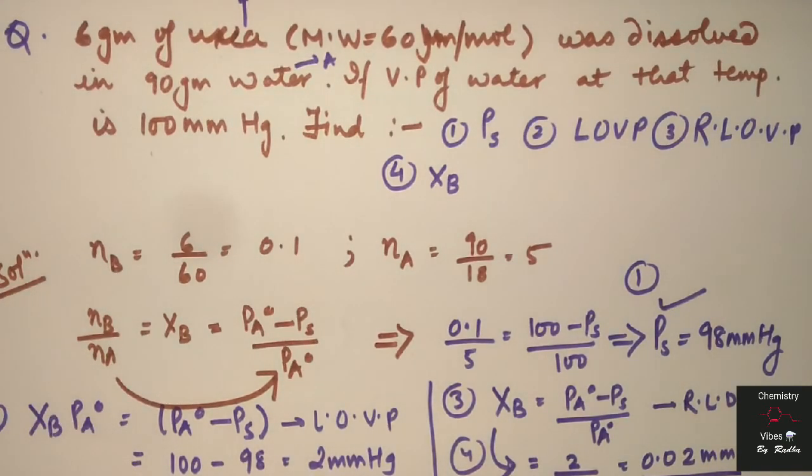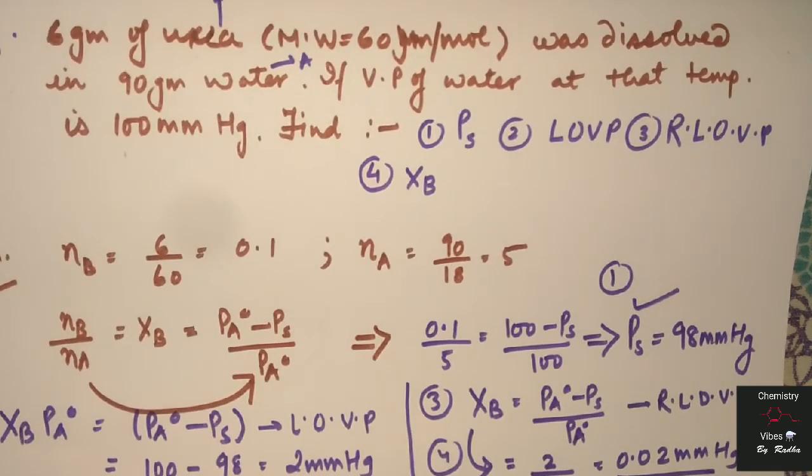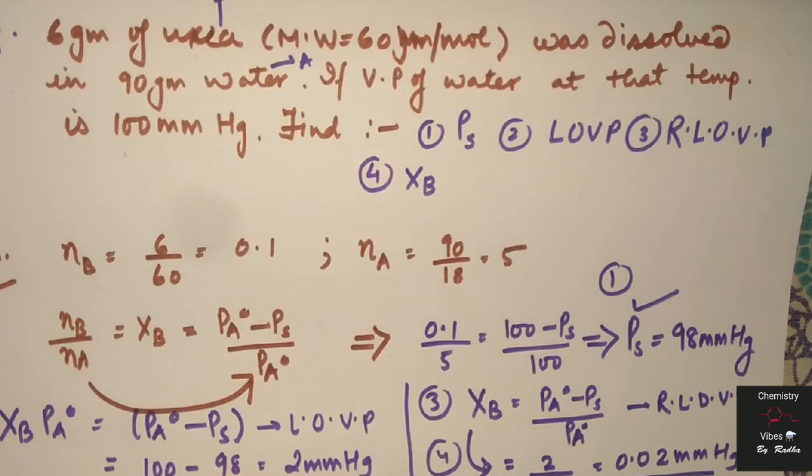So just now you saw how easy such questions are to attempt. So this was about relative lowering of vapor pressure. This was the first colligative property. Next time we will do elevation of boiling point.